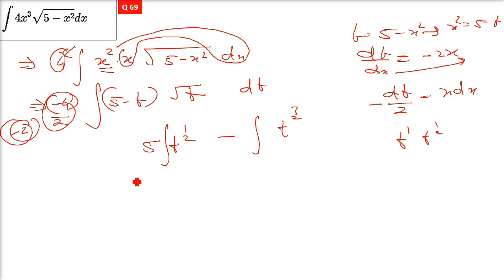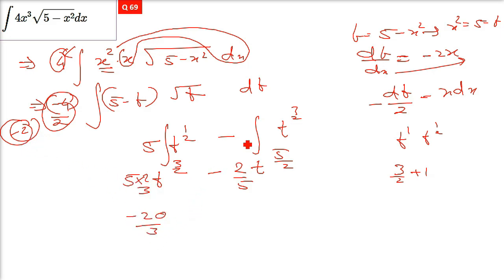So what will be the integration? t raised to half plus 1, that is 3 by 2. In the denominator you have half plus 1, that is 3 by 2. It goes up, it will be 2 by 3. And 3 by 2 plus 1 is 5 by 2, so it will be t raised to 5 by 2. This 5 by 2 in the denominator goes up, and 2 by 5 it will be. So this is going to be 5. And negative 2 is still there in the numerator. I told you that I'm going to deal with it later. So negative 20 by 3.